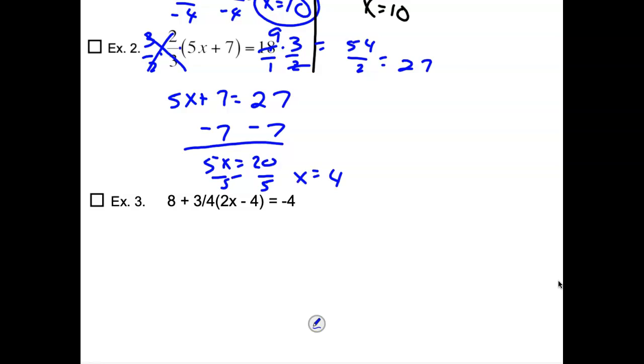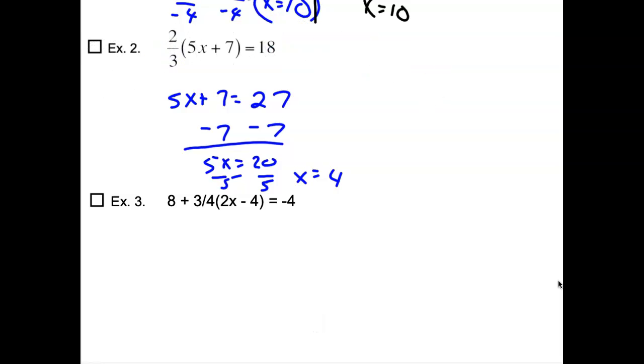Keep in mind, you could be plugging in, going back in and checking your answers. There's no reason to get these wrong on a test. You go back in and make sure they actually work. So take your 4, plug it in there, see what you get. 5 times 4 is 20, plus 7, 27. And then you've got to be able to do 2/3 times 27. It better be 18. If I divide 27 into thirds, it's 9, right? There are 3 9s in 27. 2 times 9, 18.